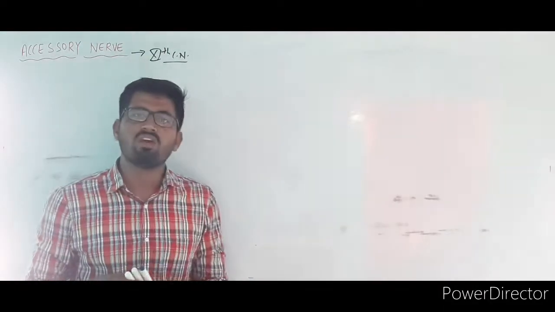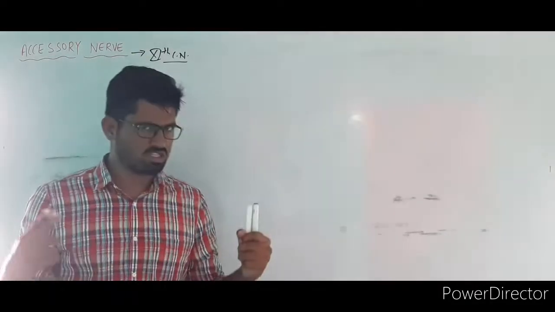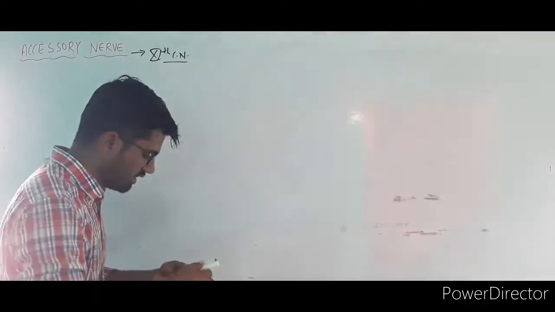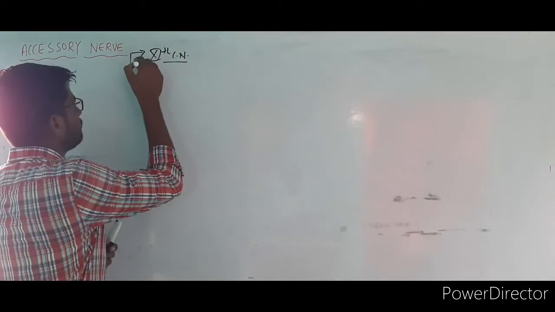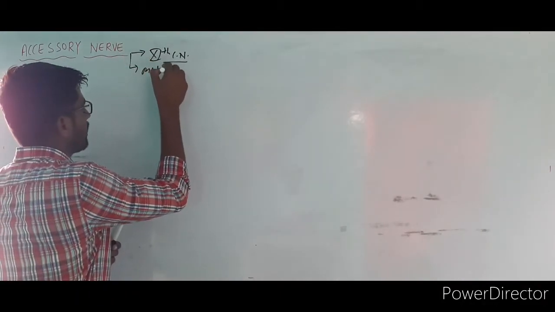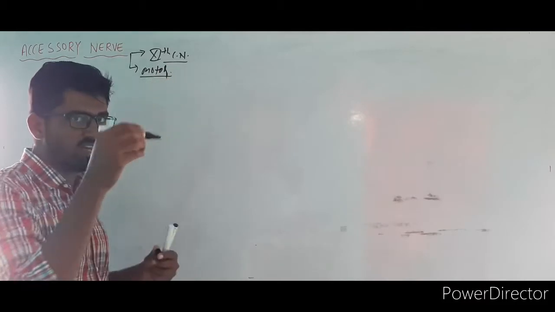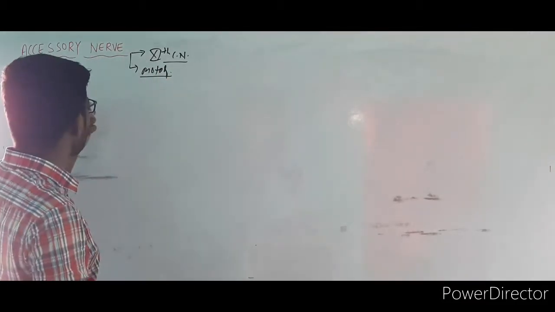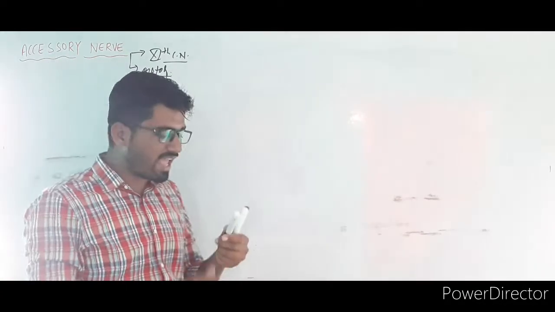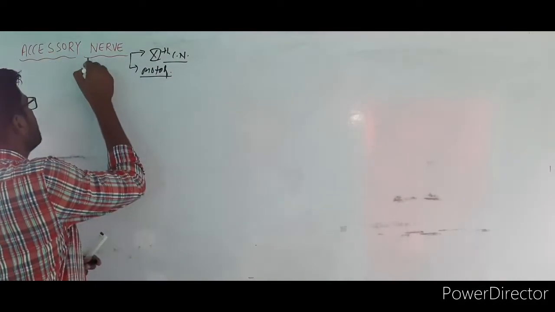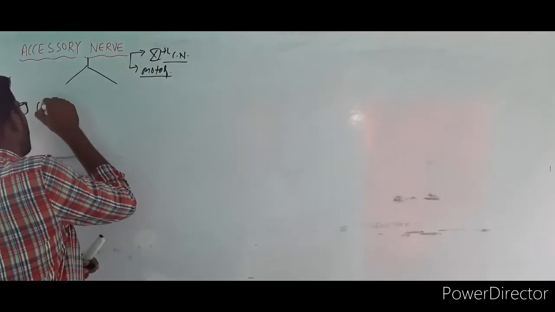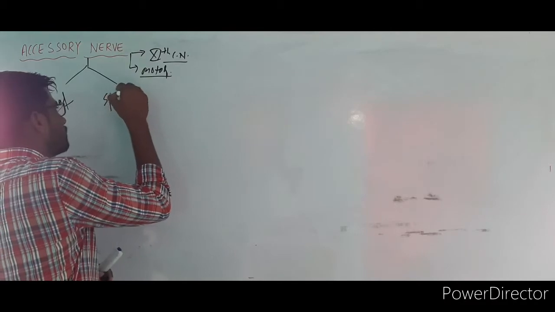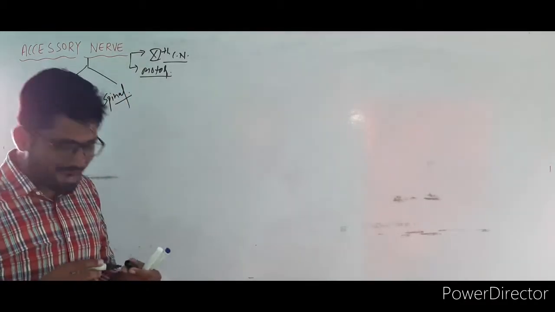First of all, tell me whether it is sensory, motor, or mixed. The 11th cranial nerve is motor only. You know which are the sensory, motor, and mixed cranial nerves, right? This is motor. Now this accessory nerve has two roots: one is the cranial root and the second is the spinal root.